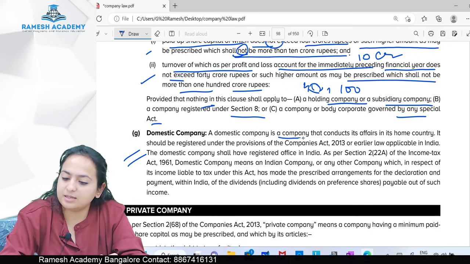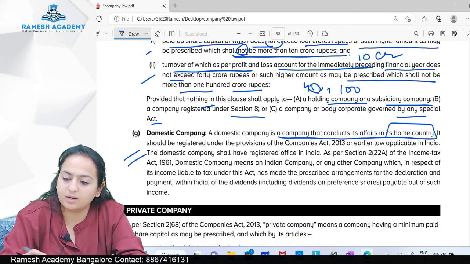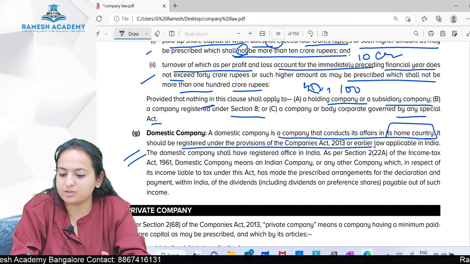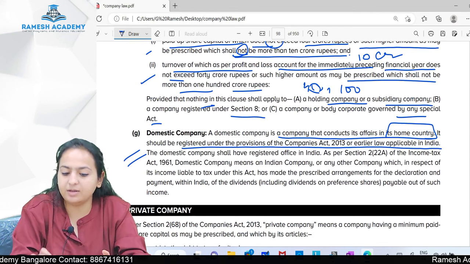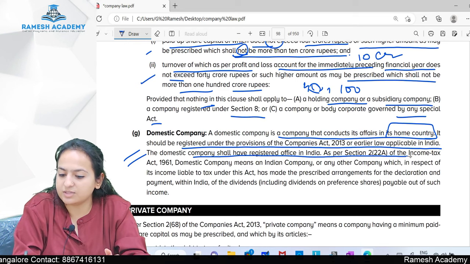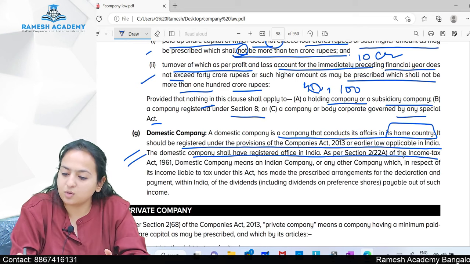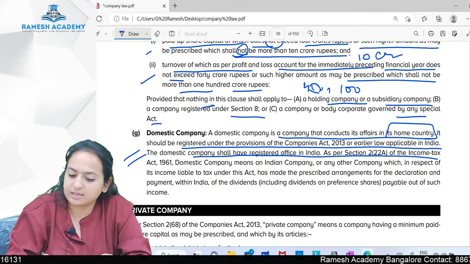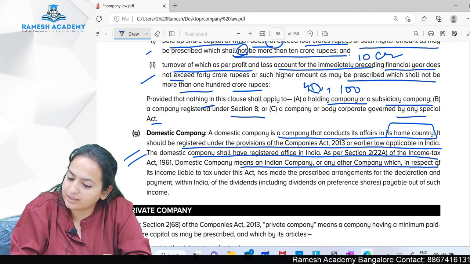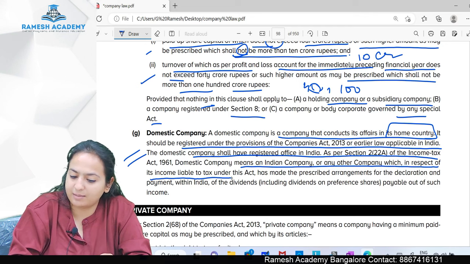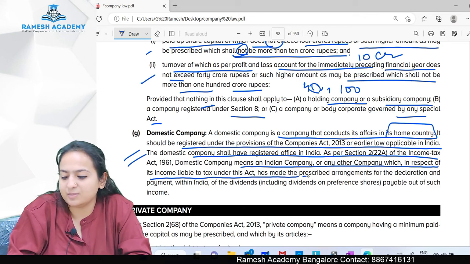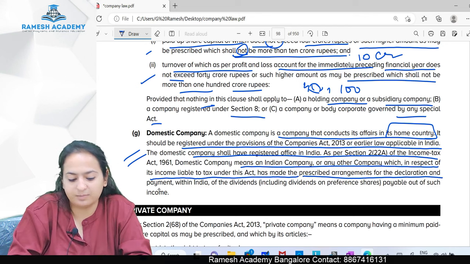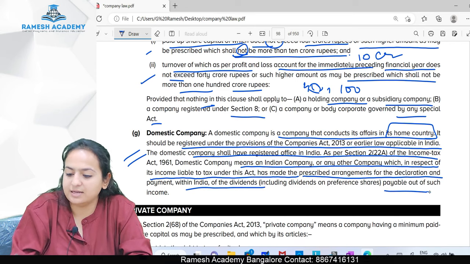Domestic company means a company that conducts its affairs in its home country. It should be registered under the provisions of the Companies Act, or as applicable. A domestic company has a registered office in India. Okay. According to the Income Tax Act, there is also a definition of a domestic company. Domestic company means an Indian company or any other company which, in respect of its income, is liable to tax under the Act and has made the prescribed arrangement for the declaration and payment within India of its dividend.